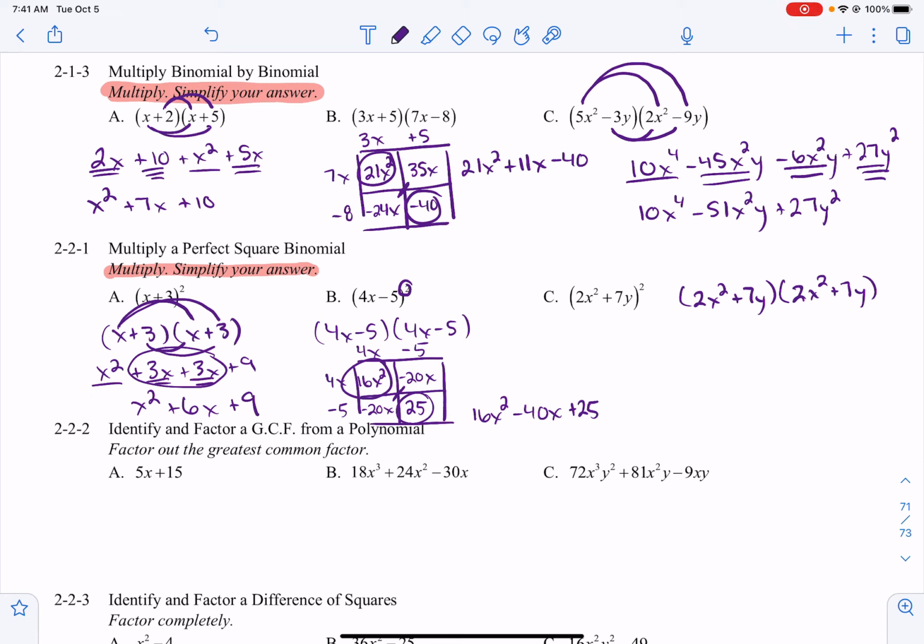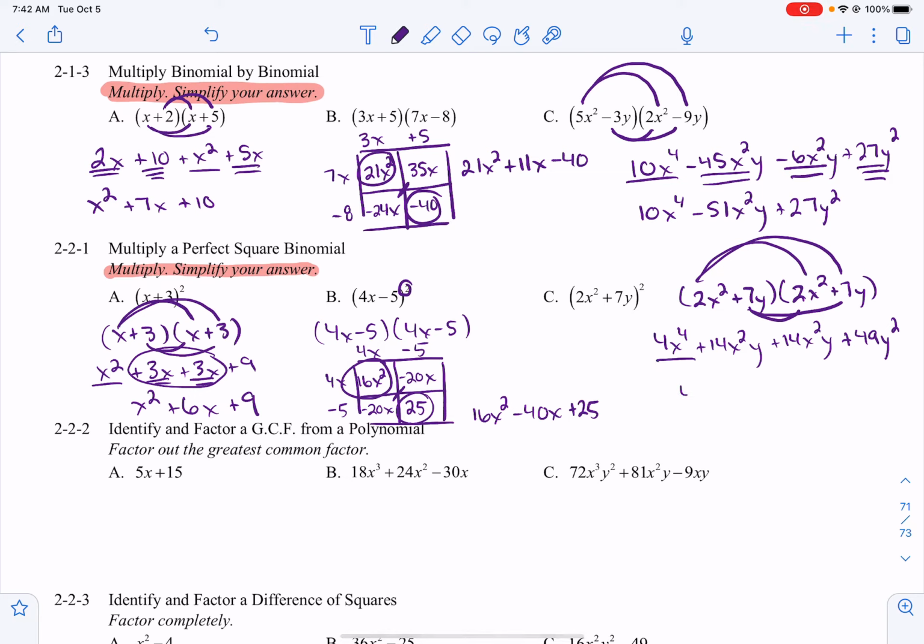So, shortcut way, 2x squared times 2x squared is 4x to the fourth. 2x squared times 7y, that's 14x squared y. 7y times 2x squared, well, again, that's 14x squared y. Remember I told you those two terms would show up twice. And then 7y times 7y is 49y squared.